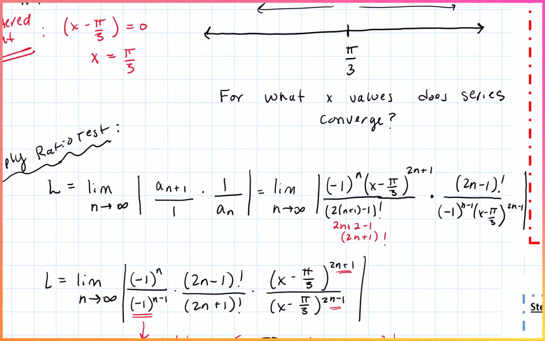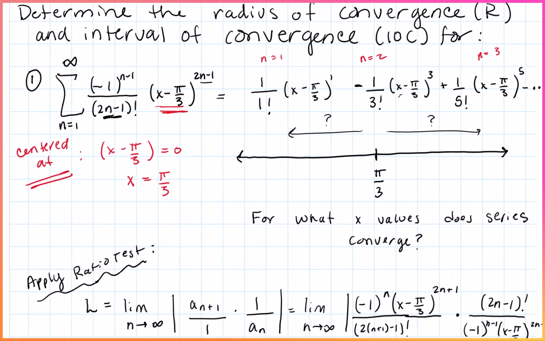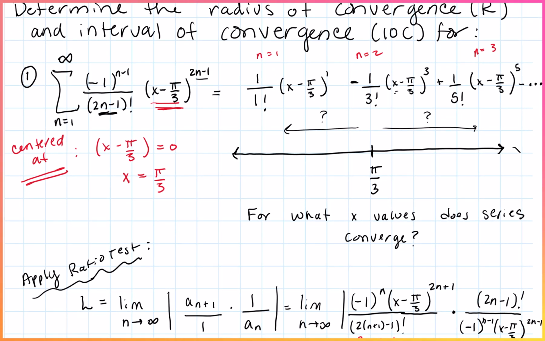Let's go back to where we were at. We were trying to figure out for what values of x, right? This is our x. We're centered at x equals pi over 3, and we're trying to figure out how far away from pi over 3 can I go and still have convergence. Well, we just showed that for all values of x, we get convergence. So what that means is that we can go all the way on either side of this number line. We can go to either end of that number line going to infinity. Our radius is actually infinity.